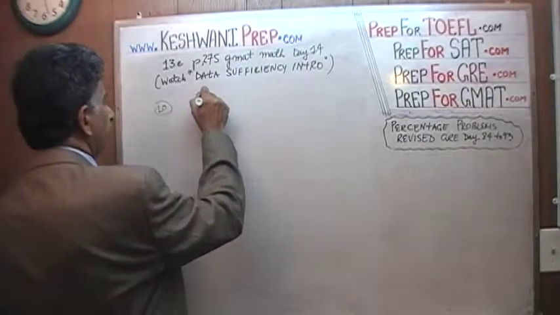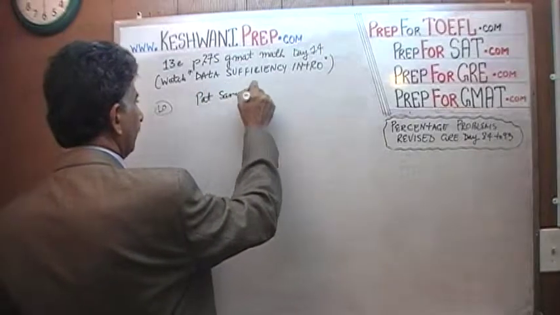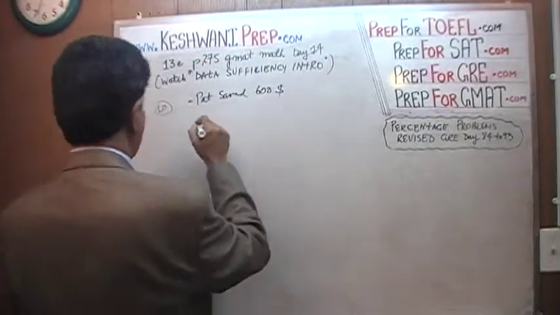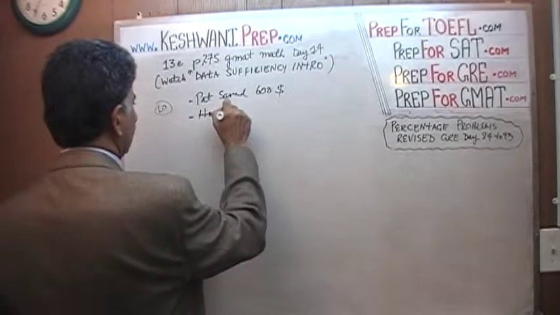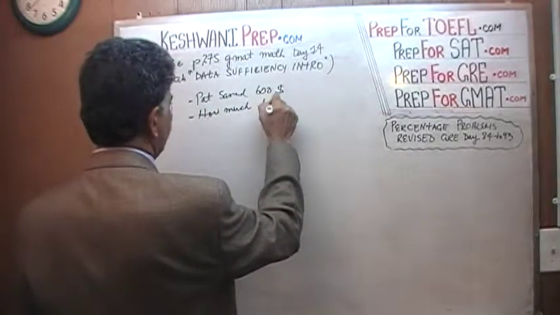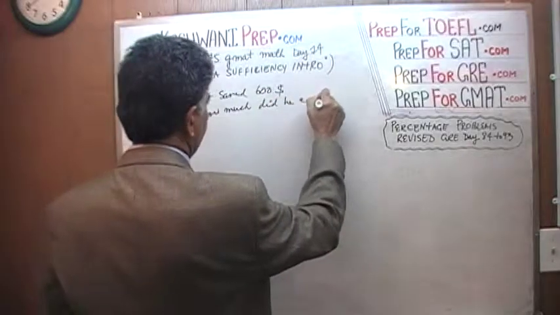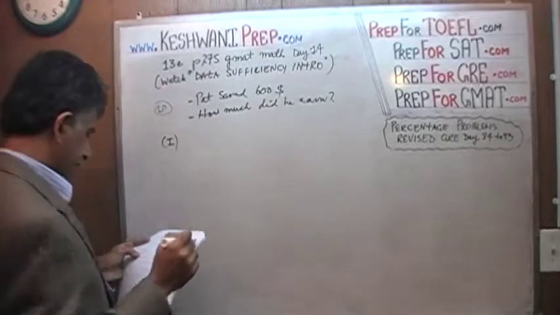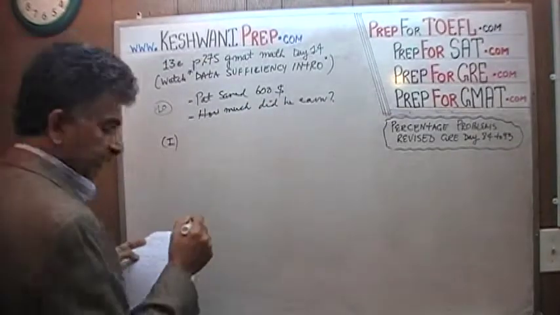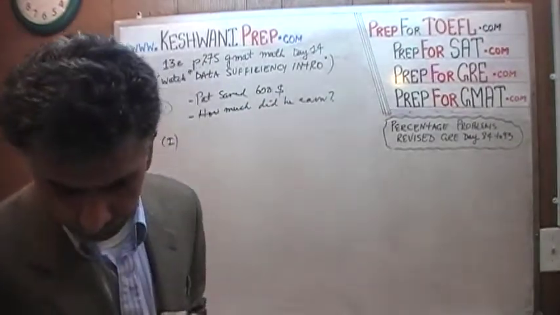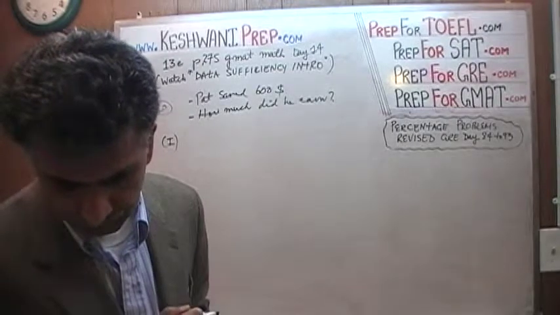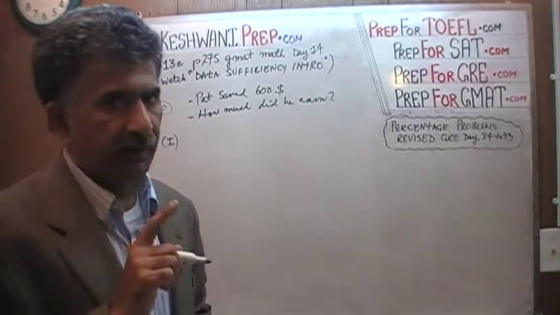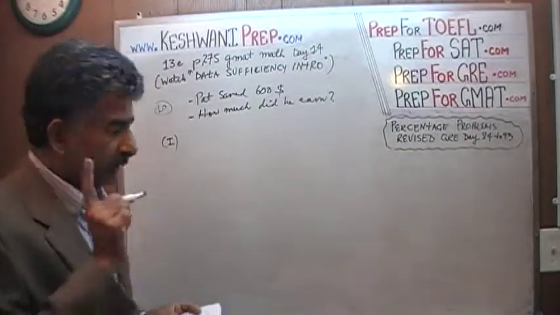So, Pat saved $600 last month. Question is, how much did he earn? Very simple, very straightforward. Let's take a look at statement 1. Statement 1 tells us that he spent half his earning last month and saved 1/3 of the remainder. 1/3 of the remainder, not 1/3, but 1/3 of the remainder.